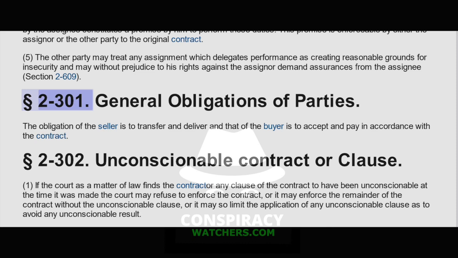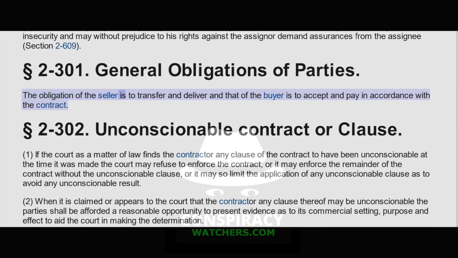Section 2-301. General obligations of parties. The obligation of the seller is to transfer and deliver, and that of the buyer is to accept and pay in accordance with the contract.